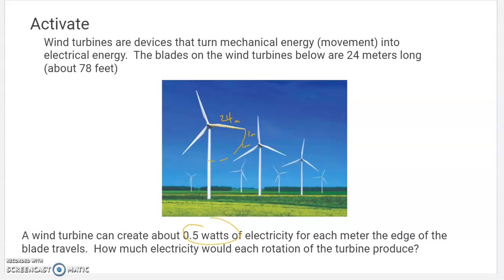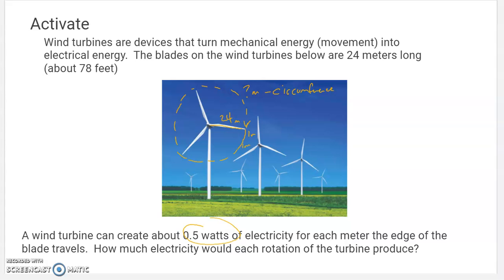That blade's going to move around, and obviously, it's going to travel in a circle. That's why I brought it up, it's an application of a circle problem. I want to know how much electricity one rotation around the turbine would produce. To know that, I have to know how far it is around the turbine. How many meters is that? That's what I want to find out, and that involves finding the circumference of that circle.